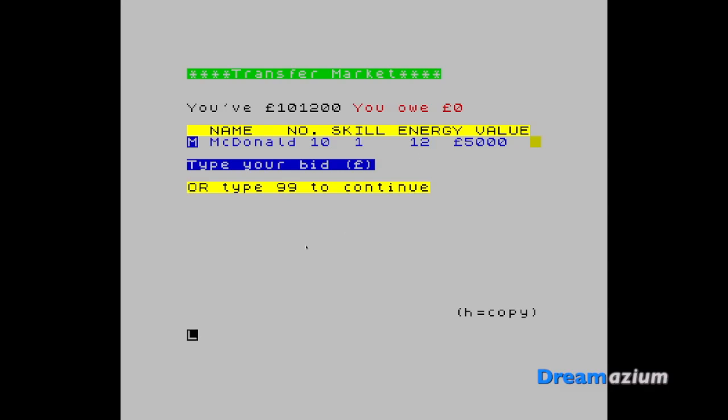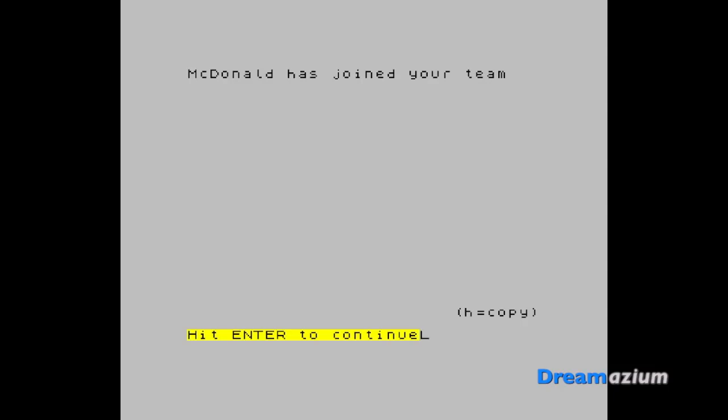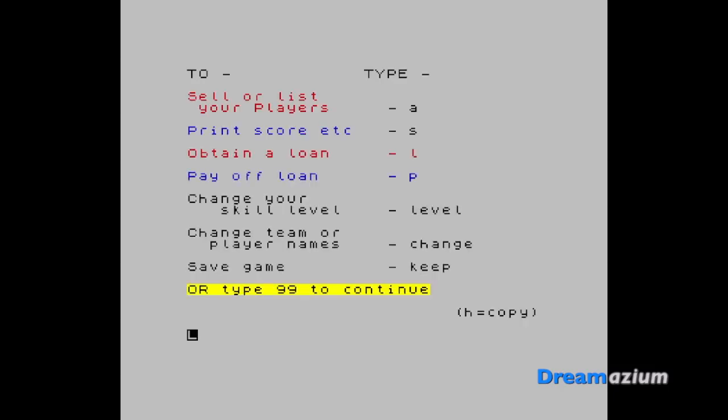We look at this anyway, and just for this tutorial, I'm going to put in a bid. Now, you want to put in a reasonable bid. If you put in too big a bid, you're probably not going to get anywhere. So if I do like, I put in that much and see what happens. Has joined your team. We now continue, and now if I look at the players, I can go to a.